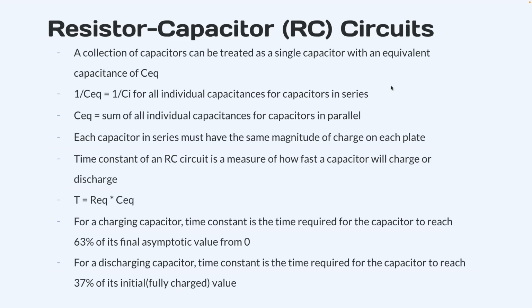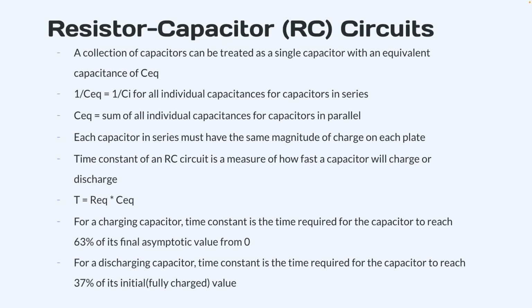RC circuits, resistor capacitor circuits. So capacitors can be in circuits, and a collection of capacitors can be treated as a single capacitor with an equivalent capacitance. For capacitors in series, 1 over C equivalent is equal to the sum of 1 over all Ci. And C equivalent is equal to the sum of all individual capacitances for capacitors in parallel. So it's the opposite for DC circuits with equivalent resistances. Each capacitor in series must have the same magnitude of charge on each plate.